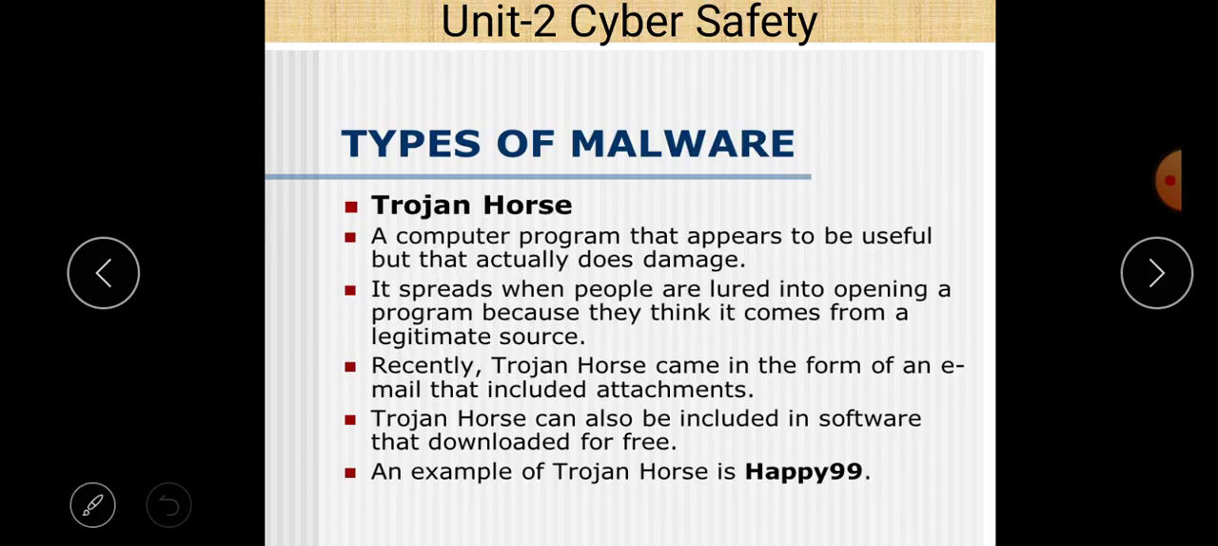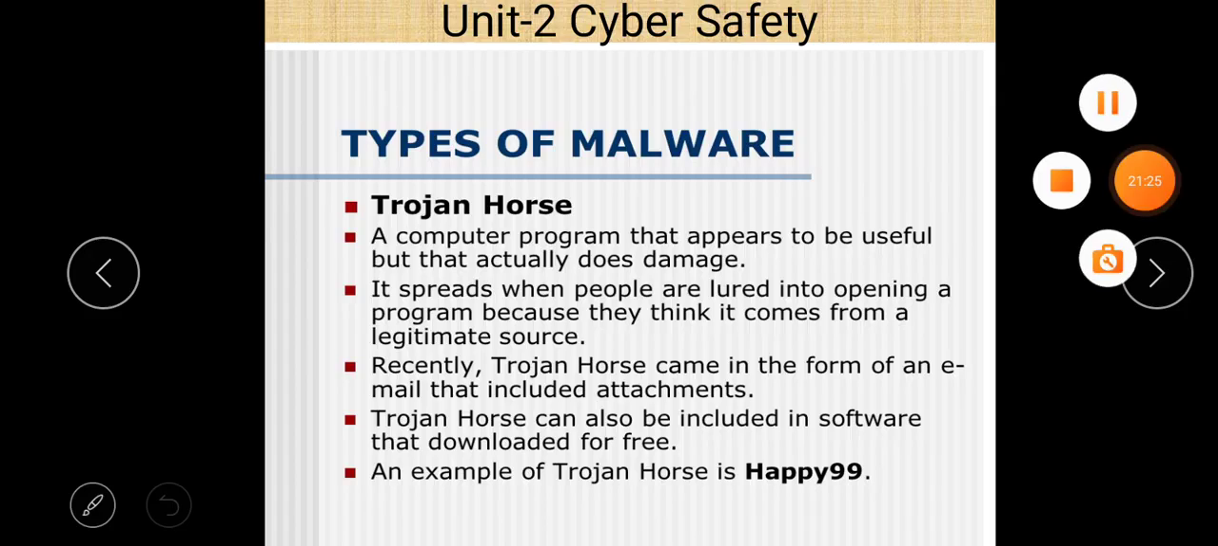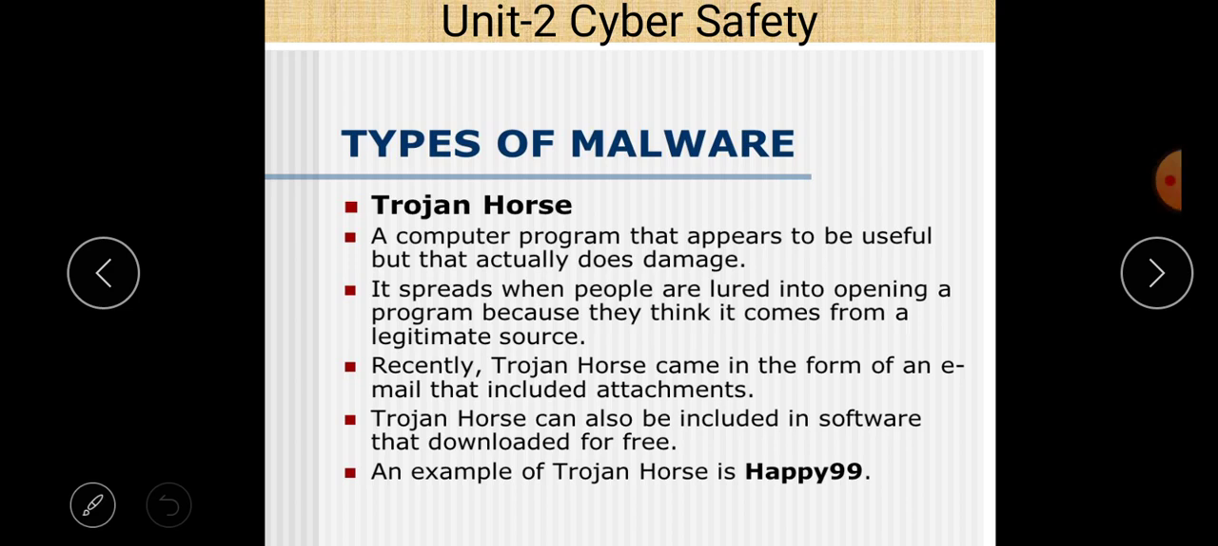So the most important thing regarding the Trojan horse is that it is basically a computer program or software that appears to be useful, but once you install it into your computer system, it actually does damage. They are capable of damaging files. They are capable of sending files from one computer system to another. So Trojan horses are basically the most dangerous malware, and they come in the form of email attachments also. Users get confused because they think they come from a legitimate source. Once a Trojan horse enters your computer system, it can actually damage your computer system.